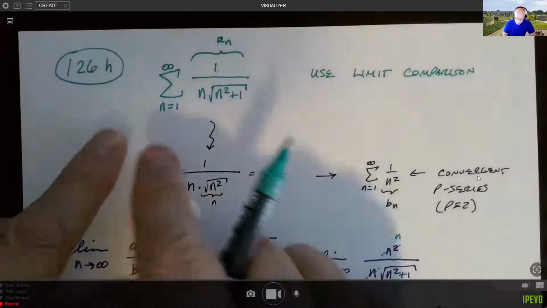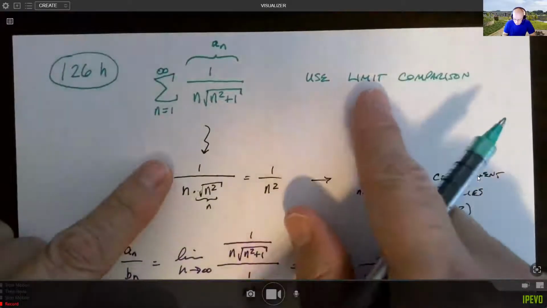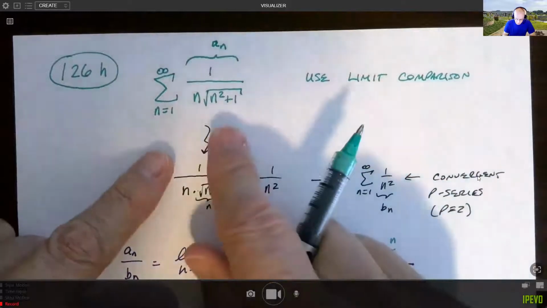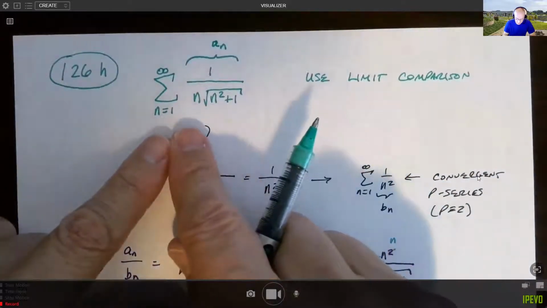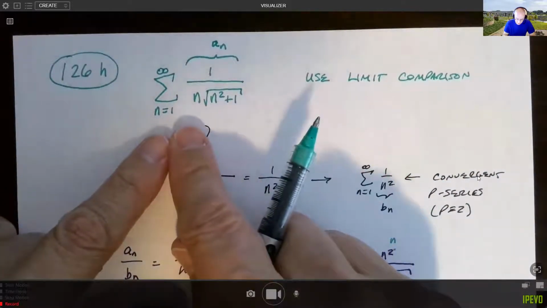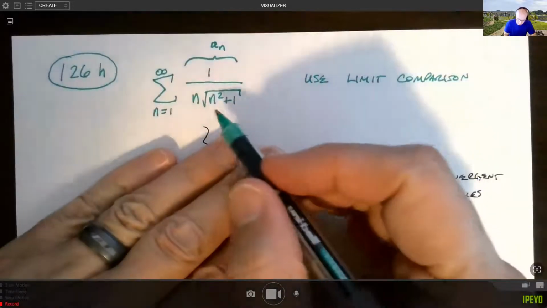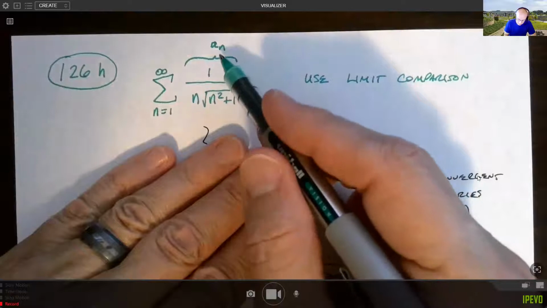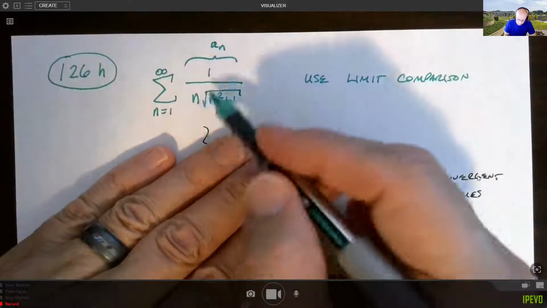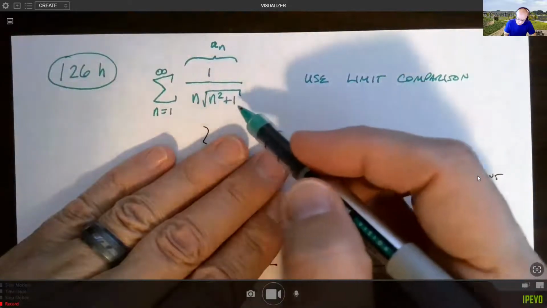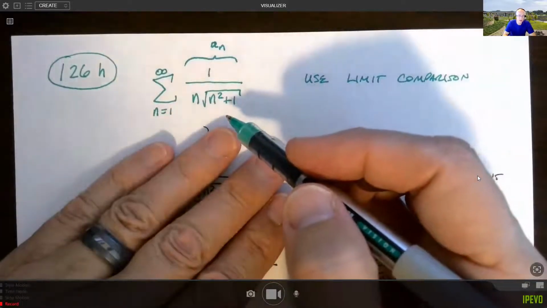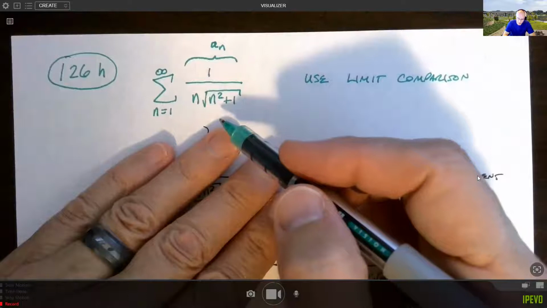Let's take a look at 126H, where we're to use the limit comparison test to determine whether the given series converges or diverges. And here is the series we're given. You can see clearly, if I call these the a sub n's, as n goes to infinity, the limit of the a sub n's is 0. Again, that doesn't tell us anything other than we have a chance to converge.